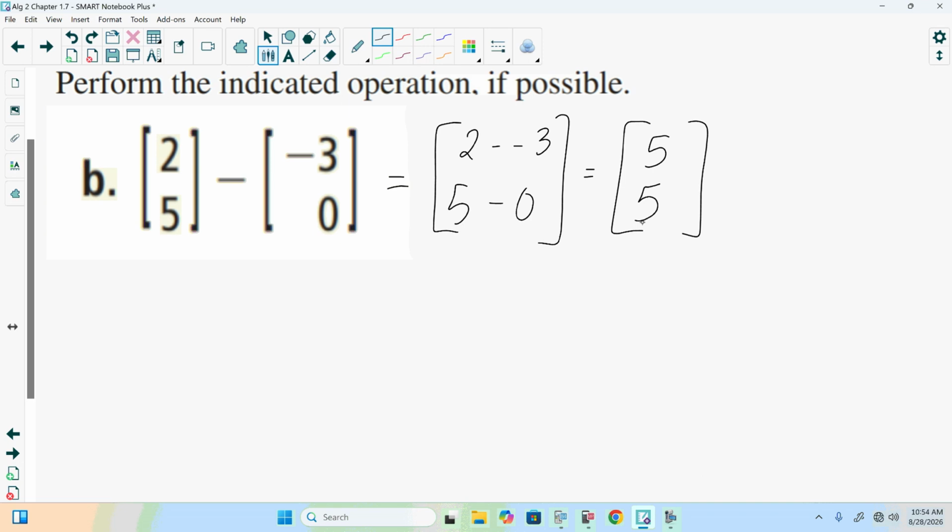Yep. Because with addition and subtraction, the dimensions have to be the same, and the ones we finish with is going to be the same. Since they were both 2 by 1s, our answer has to be a 2 by 1. We cannot switch it to a 1 by 2. Those are not the same matrices. Questions on any of this here?